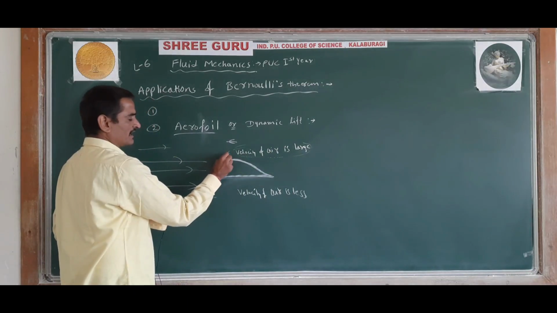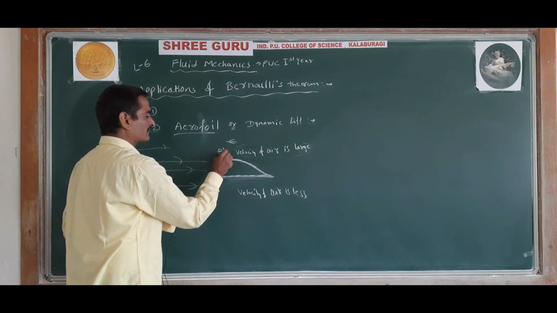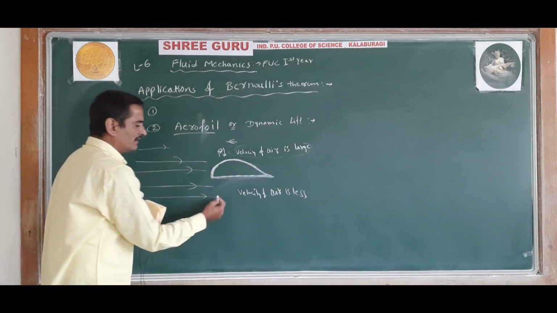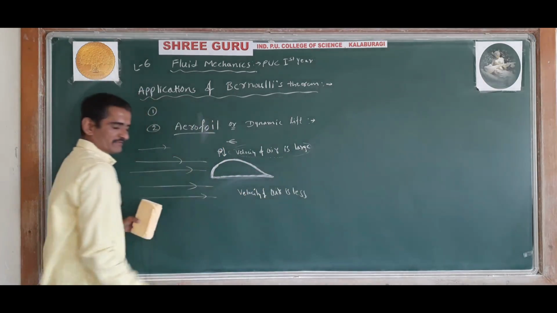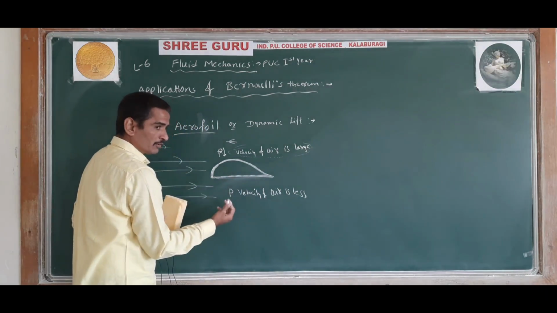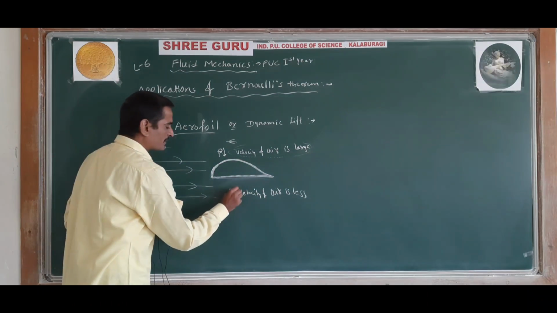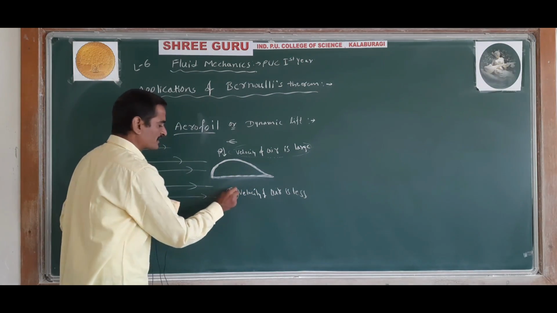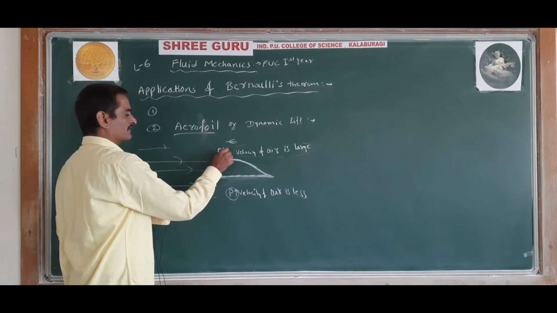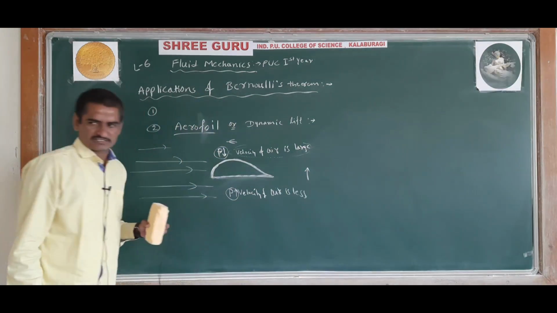The pressure at the upper surface of the aerofoil will be less, and here the speed of air is less, so pressure below the wing, that is aerofoil, will be more. So here pressure is more, here pressure is less. As a result, a net pressure acts in the upward direction.